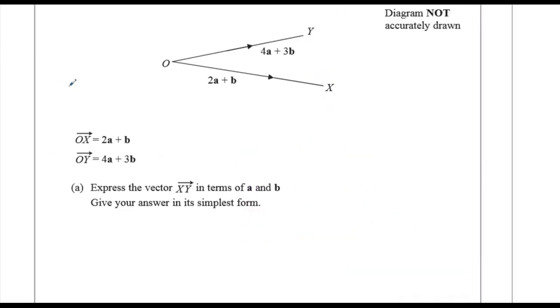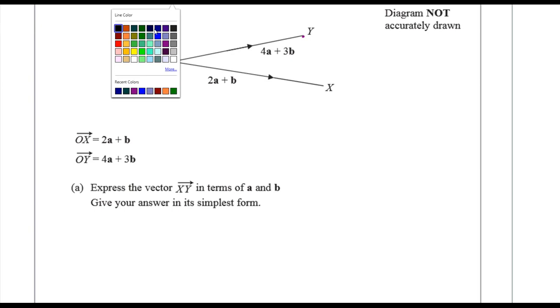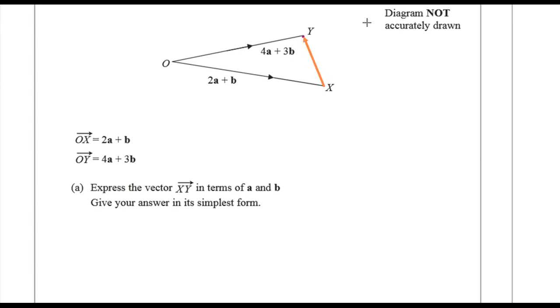Next one. OX equals 2A plus B. Very nice. OY equals 4A plus 3B. Express the vector XY in terms of A and B. Okay, so we want to go from X to Y. That's not straight at all. This is why I was using my arrow tool, which was doing well until I tried to do that. So we want from X to Y. We want that vector.